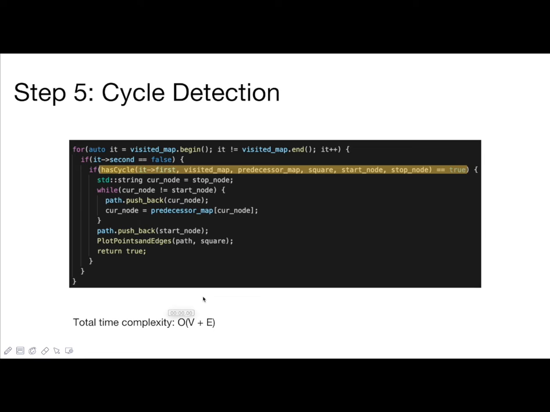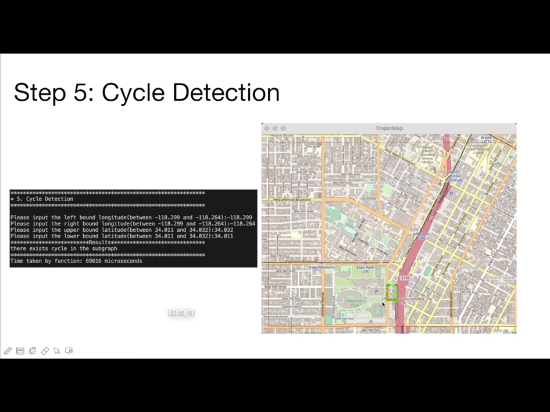Step 5, cycle detection. We traverse all nodes within the subgraph and run a DFS function to check if there's a cycle. Within the DFS process, if we meet a neighbor that is in the square, is visited, and is not the parent node, then a cycle exists. The total time complexity here is O(V + E). And here the result shows that we detect a cycle.